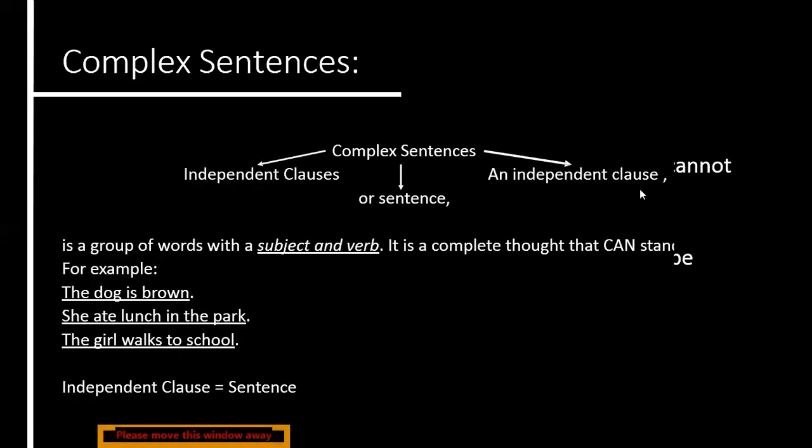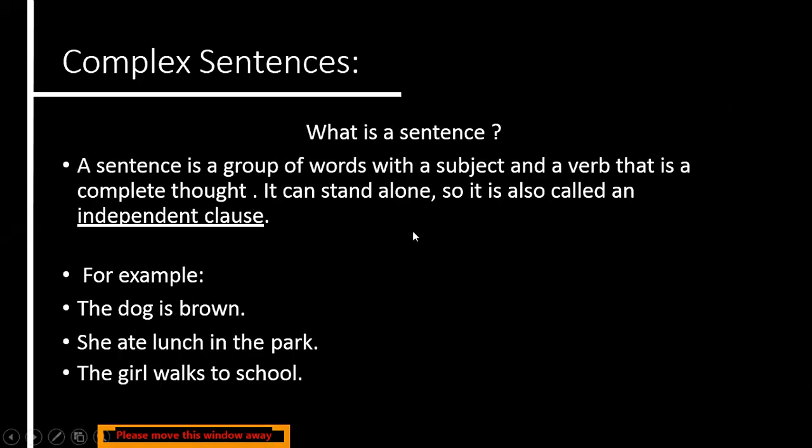How can I make a complex sentence? Can you share the slide for the sentence? Repeat it again. You don't need to confuse yourself with this, because the sentence is nearly an independent clause. Okay. Got it? Okay.